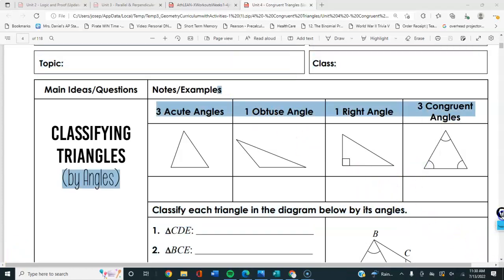Today we are looking at me highlighting a weird piece of paper.